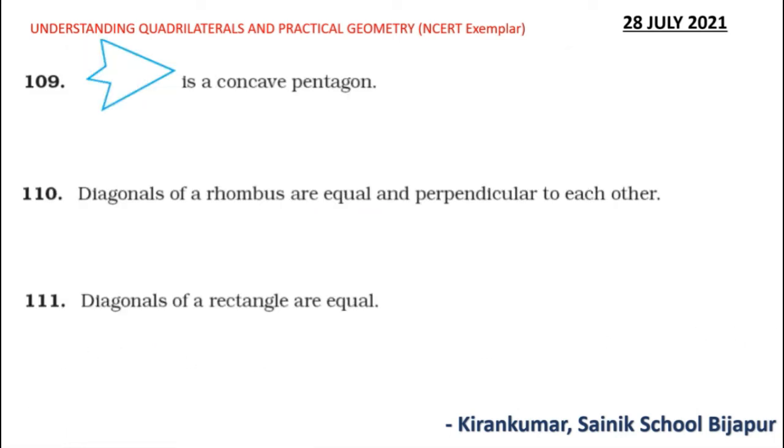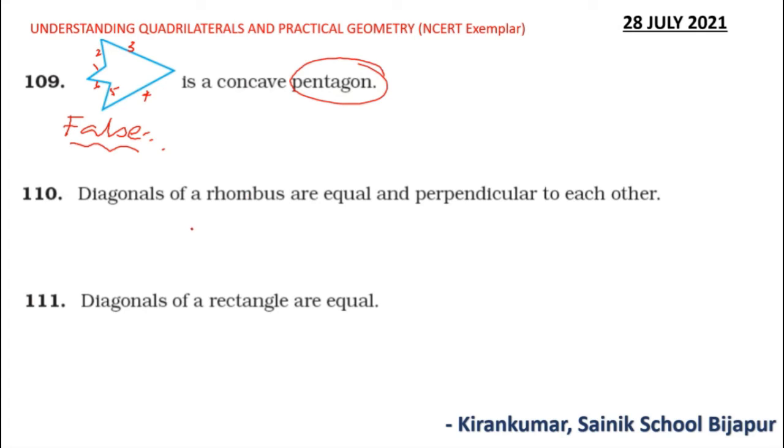Question number 109. They have mentioned a figure here is a concave pentagon. This statement is a false statement. It has got 6 sides. It has to be a hexagon. Count the number of sides here. 1, 2, 3, 4, 5, 6. So it has to be a hexagon. They have given it as a pentagon, so the statement is false.